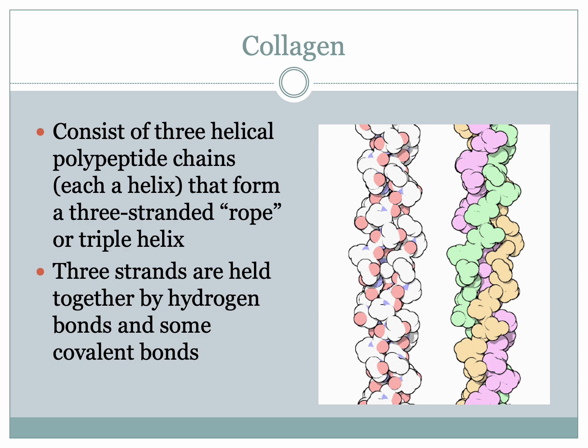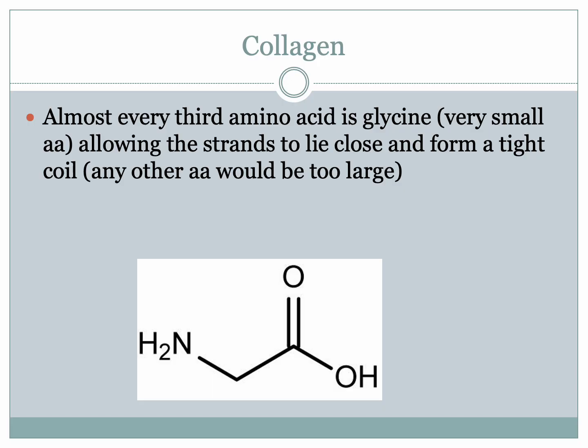Collagen consists of 3 helical polypeptide chains, each a helix, that form a 3-stranded rope or triple helix. The 3 strands are held together by hydrogen bonds and some covalent bonds. Almost every third amino acid is glycine, which is a very small amino acid. This allows the strands to lie close and form a tight coil. Any other amino acid would be too large.